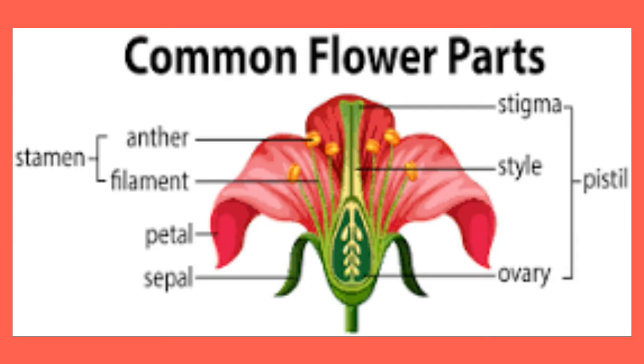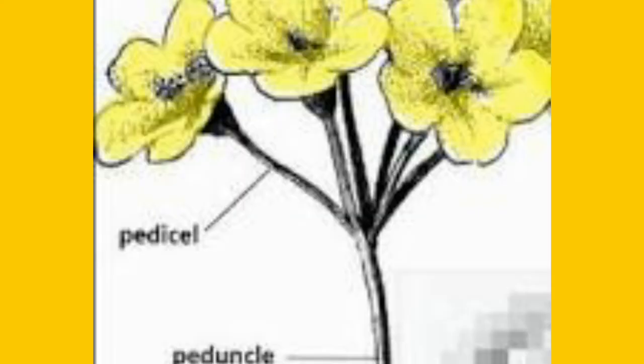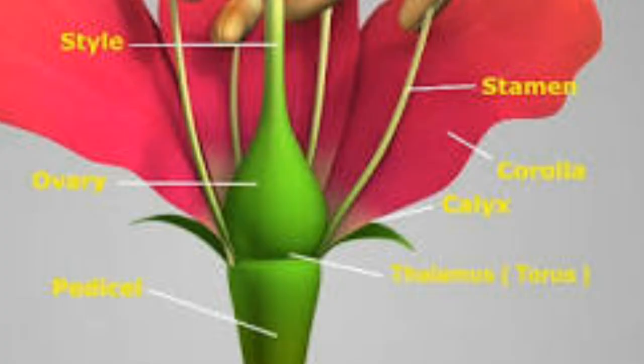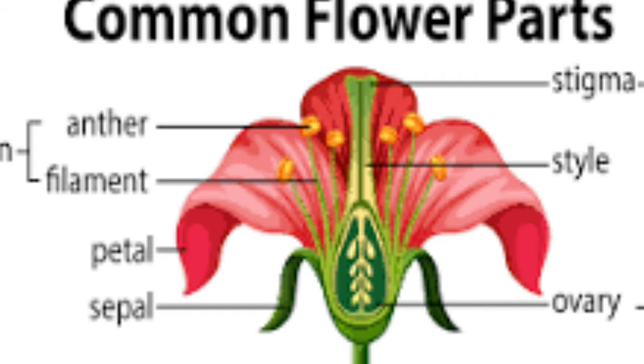Next, about the structure of a flower. The flower is attached to the rest of the plant by a green stalk called the pedicel. The swollen top part of the pedicel is called the thalamus. The parts of the flower are arranged in 4 circles or whorls.